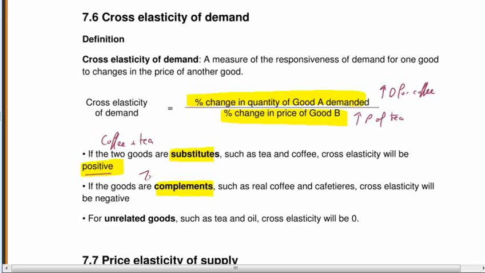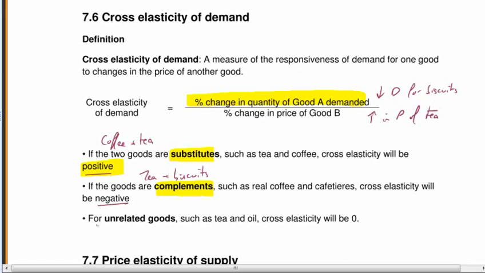What about complements? Well, we said tea and biscuits. So let me just get rid of that, and we'll try it again. Let's say there's an increase in the price of tea. What will happen to the demand for biscuits? Well, that will then go down. If there's an increase in the price of tea, we don't buy tea anymore, and therefore we buy fewer biscuits. They move in opposite directions, and therefore when you put it through your calculator, you end up with a negative figure.